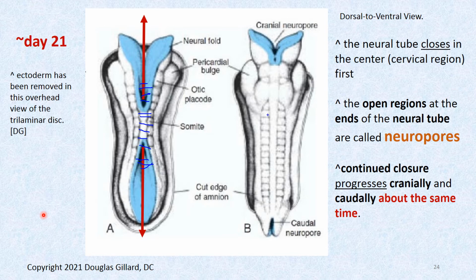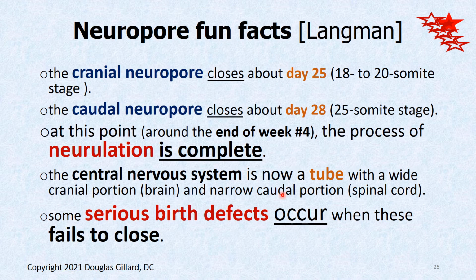We'll talk about these somites next time. These are very, very important structures as well. It's paraxial mesoderm. We'll talk a little bit about how that's formed in a second. All right, I think that's all I needed to say about that.